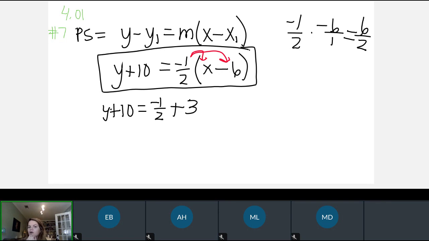So now we're almost finished, but we need y by itself. So we have to subtract, sorry, that's supposed to be 1/2 x. We need to subtract 10 from both sides. So now we would get negative 1/2 x minus 7.